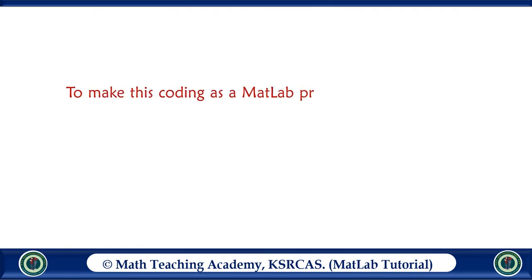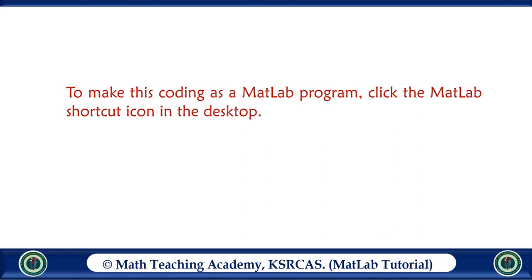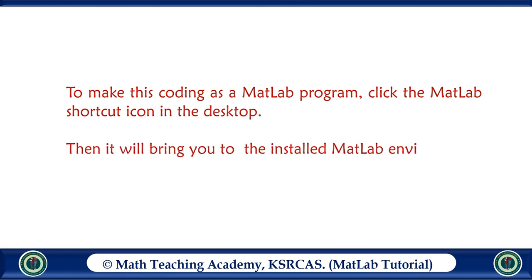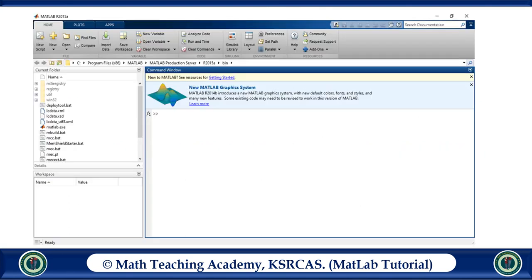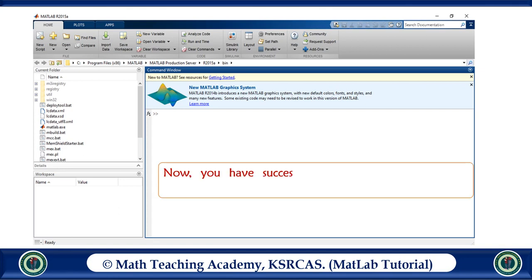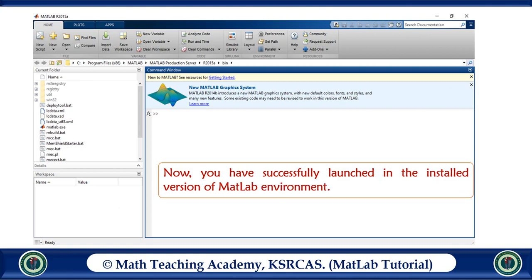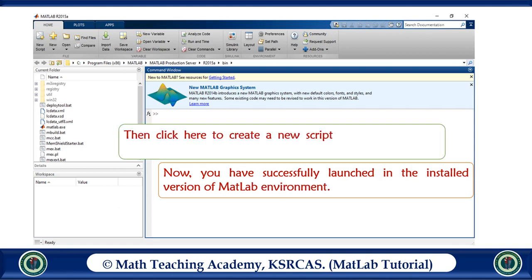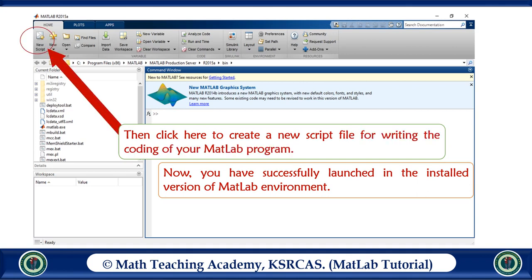To make this coding a MATLAB program, click the MATLAB shortcut icon on the desktop. Then it will bring you to the installed MATLAB version. So this is the installed MATLAB version. Now you have successfully launched the installed MATLAB environment. Then click here to create a new script file for writing the coding of your program.